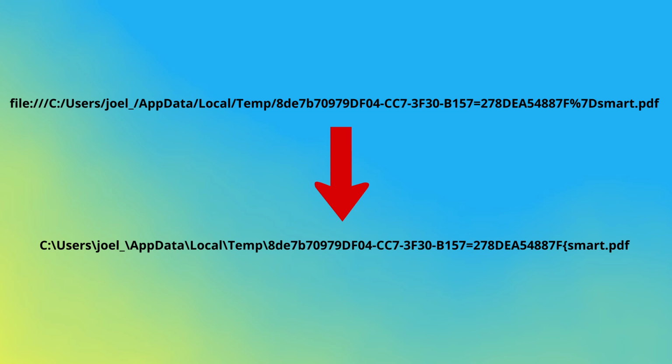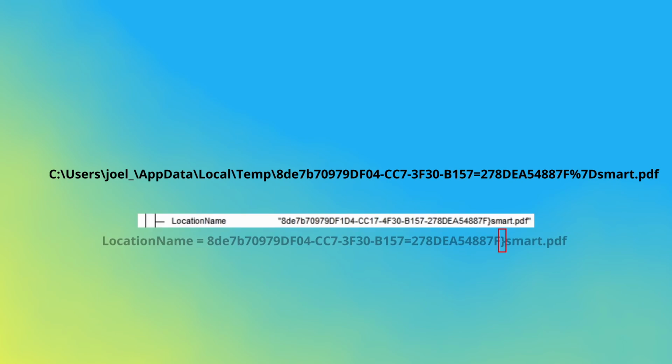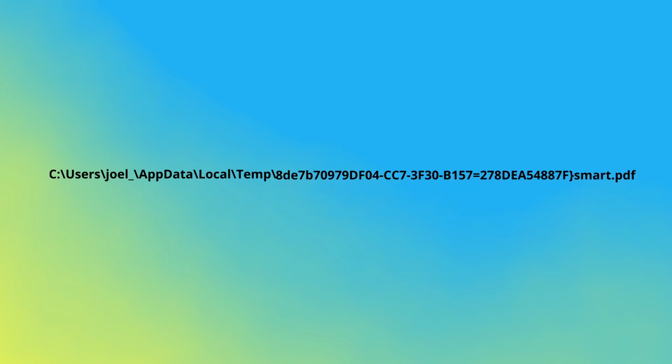Let's think about how we can do this. We need to remove the first portion of the string. Then, replace all the forward slash with backward slash. You may also notice that there's a %7d substring which is a Unicode within the string. And that should be a closing curly bracket based on the location name. So, to make it compatible with the file copy function, I will remove all the characters after the last slash and replace it with the location name or the actual file name.